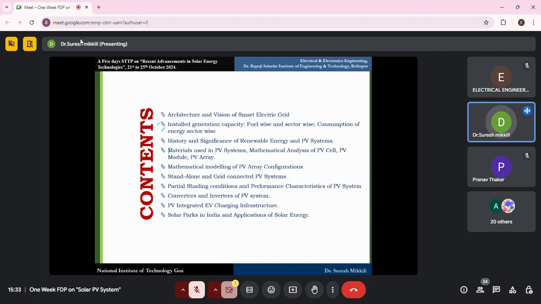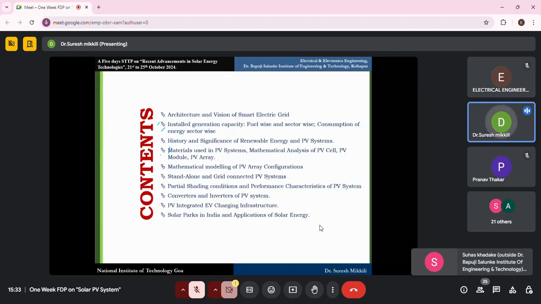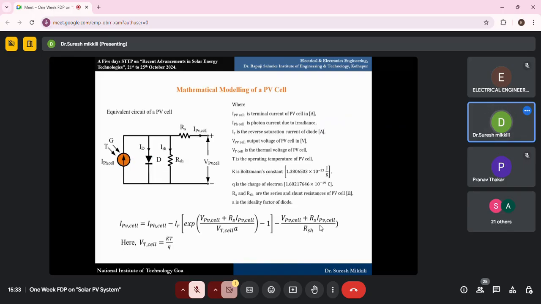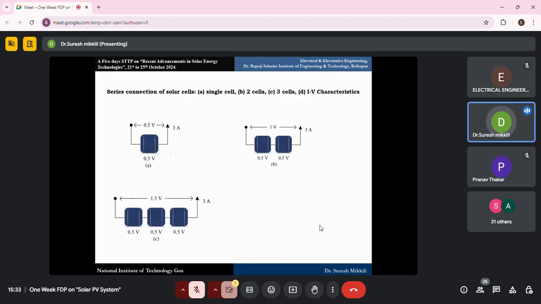Modeling of PV cell, PV module, PV array we have seen. Last class we have also discussed mathematical modeling of PV array configurations: series, parallel, bridge link, honeycomb configurations. Today we are going to see what a grid connected PV system is, and about standalone systems. These are the things we discussed yesterday already.